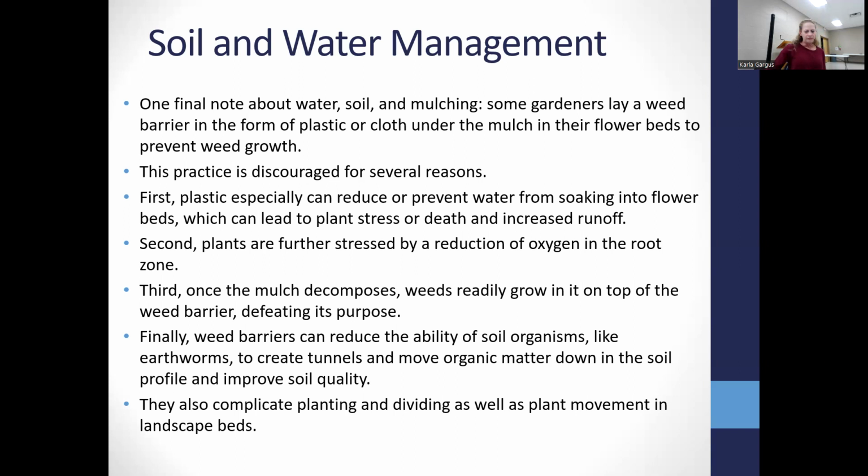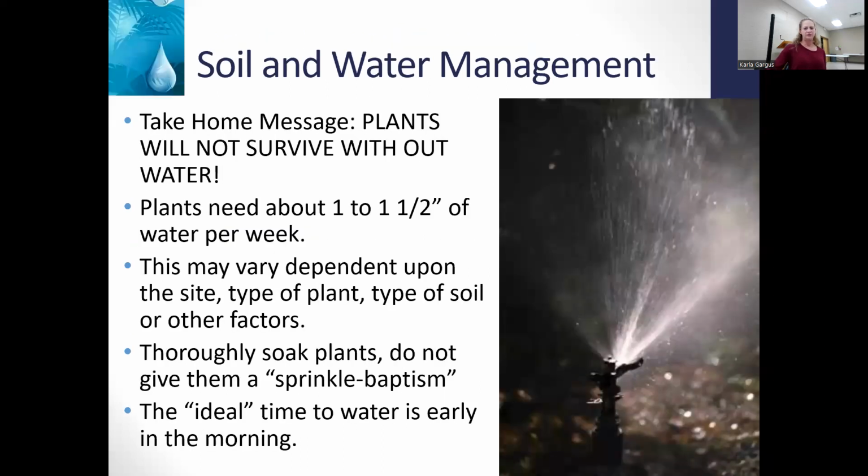Okay. Yeah, but your weed barrier fabric is not going to be a cure-all. It can also reduce the ability of soil organisms to move, to create tunnels. I just like a thick layer of mulch, and then trying to weed and even spot spray when things get too out of control. But hand weeding is a good stress relief. It's good exercise.